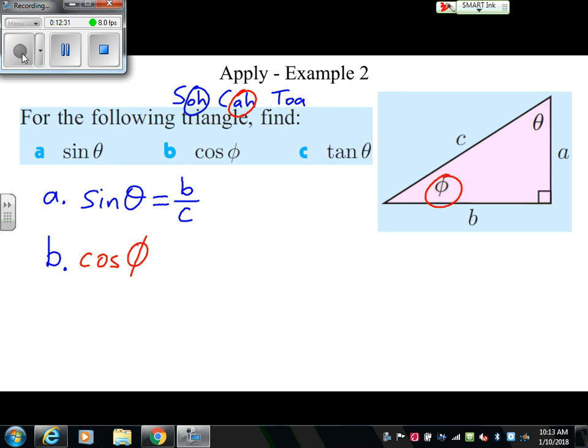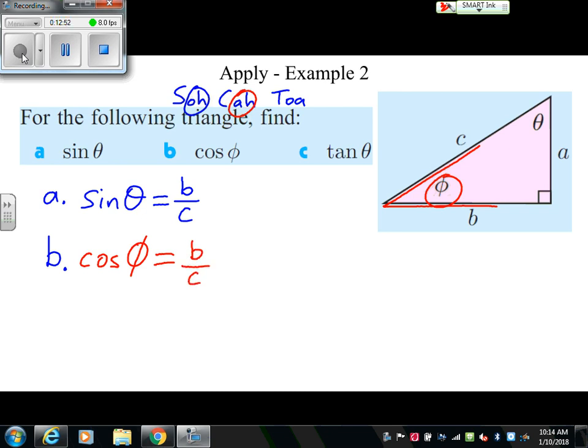Well, adjacent is the one that's next to it. Remember, the hypotenuse is always next to it as well, but we want the leg that's next to it. So if I'm looking at phi, which I circled here in red, you notice there's two sides here that are forming it, one of which we already identified as the hypotenuse. That's C. So the adjacent one has to be B, and it's going to be B over C.